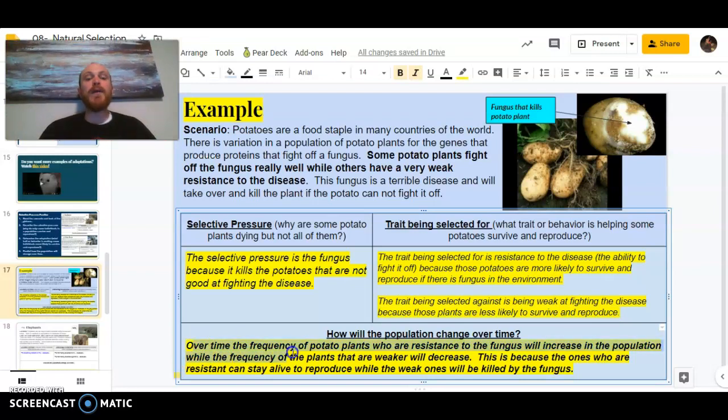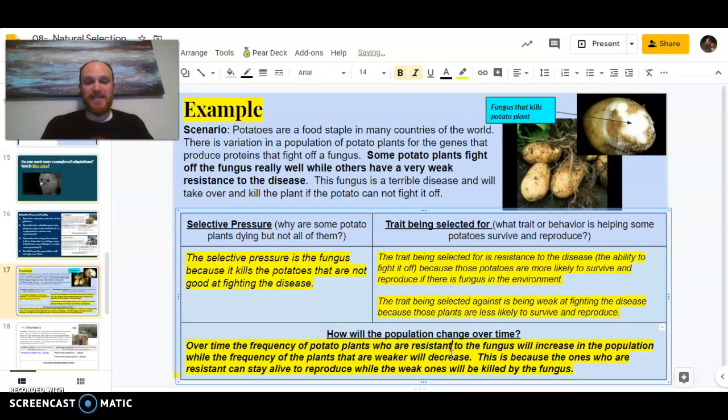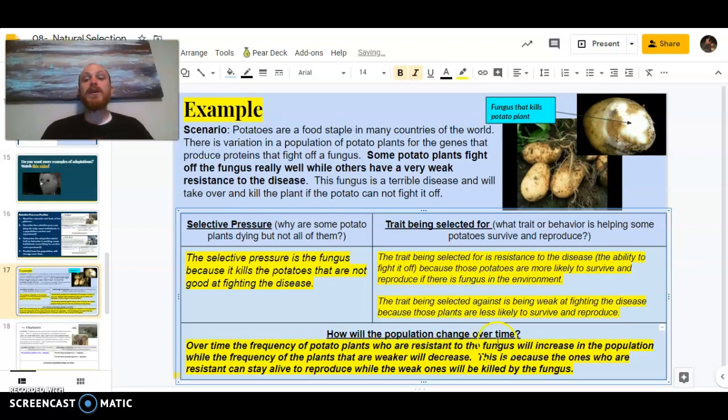Over time, the frequency of potato plants that are resistant to the fungus will increase. That means we will see more potato plants that are resistant, while the frequency of plants that are weaker will decrease. It means over time we'll see fewer plants that are weak. This is because the ones who are resistant stay alive. They actually reproduce. They pass on their genes. And so their offspring will have those genes that make them strong.